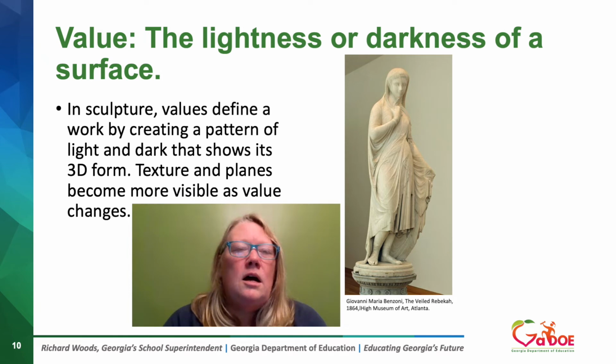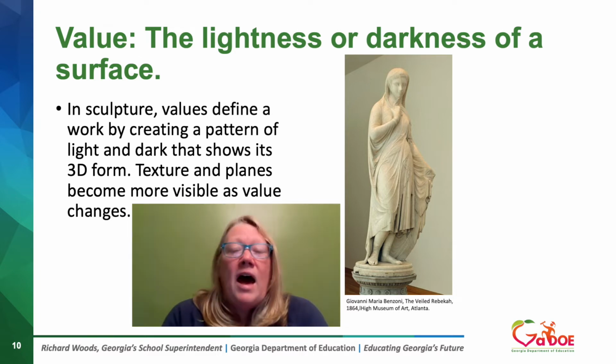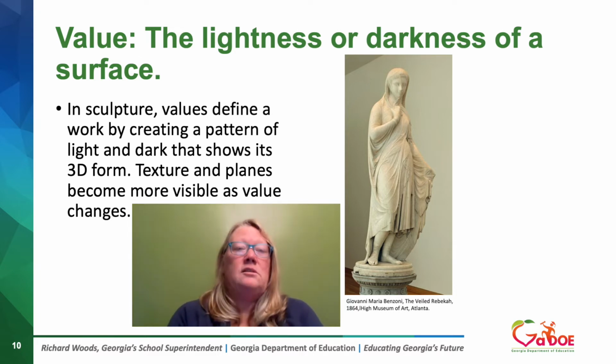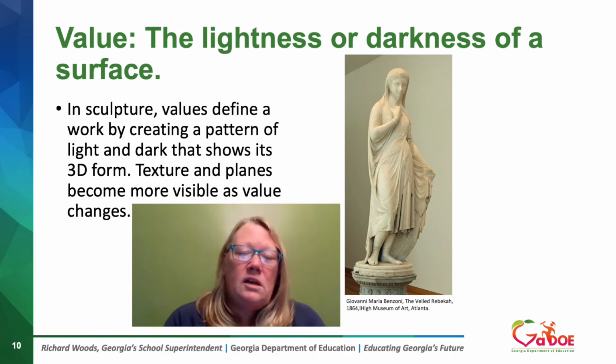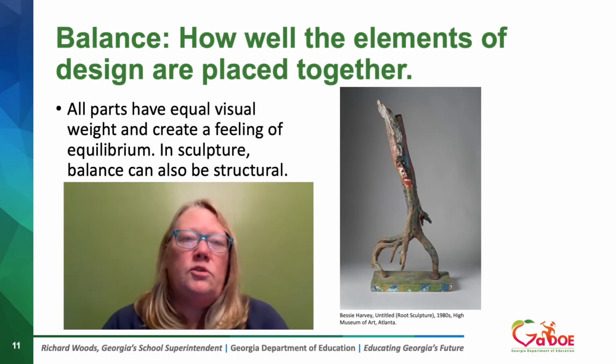Value. A great talking point is that value, when applied to a two-dimensional surface, is unchanging. So if you're putting dark blue paint on something, that dark blue is always going to be the same dark blue. However, in three-dimensional form, value on a surface changes based on the light source. So it's a really great talking point for students to start thinking about how light and shadow affect viewing sculptural work.